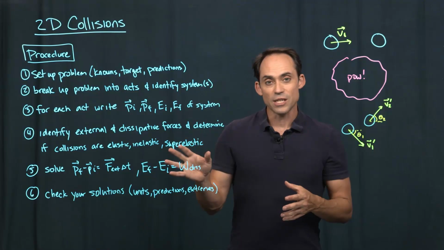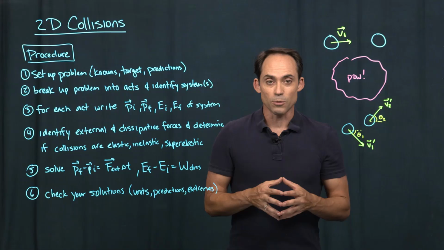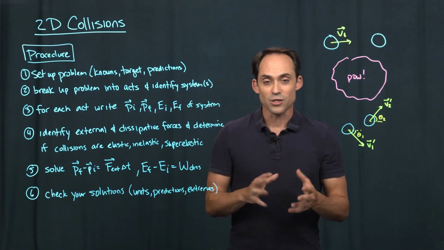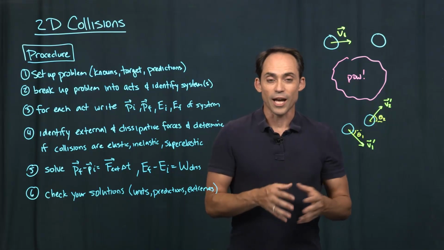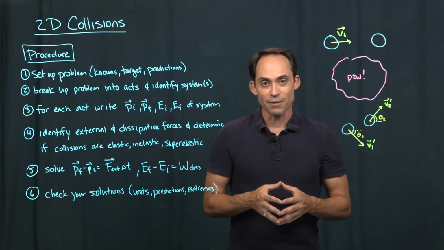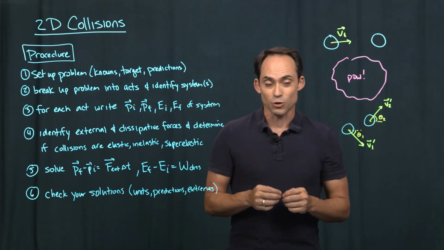And then we're going to see if there are any external or dissipative forces in the problem, because those forces will play a role in setting the changes of the momentum and the total energy through our momentum impulse and work energy theorem. And that's step number 5 there. Keeping in mind that for the two-dimensional problems, we're going to have to write down the momentum in two different directions and look at both of those components separately.